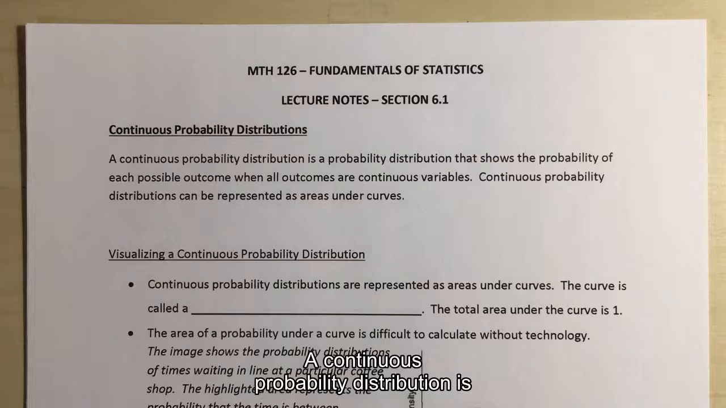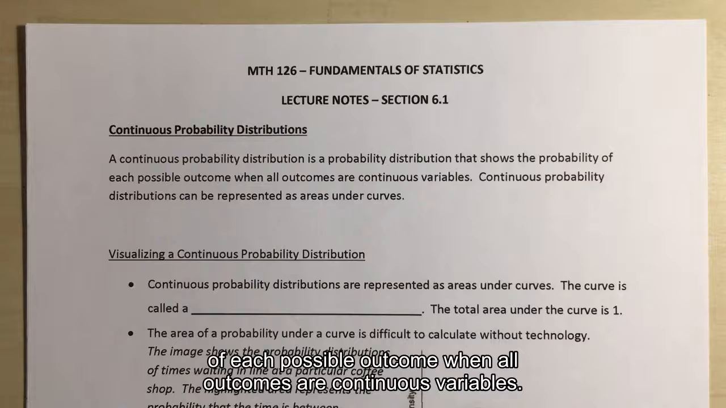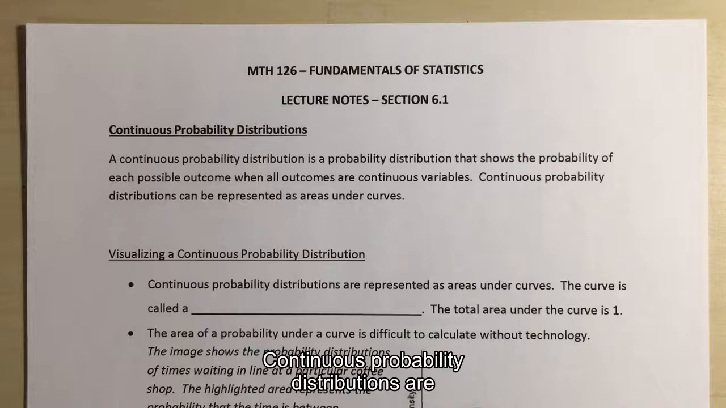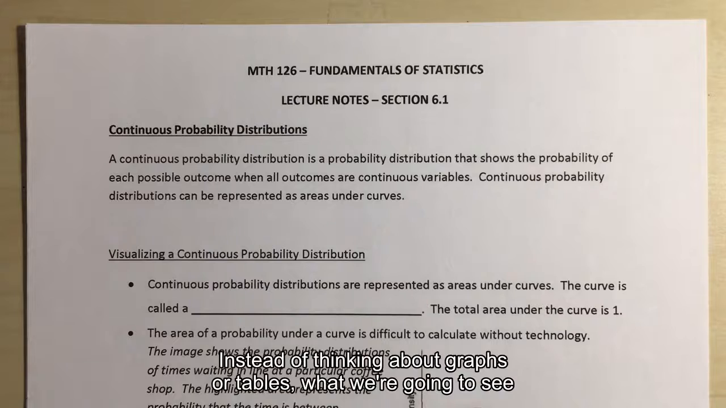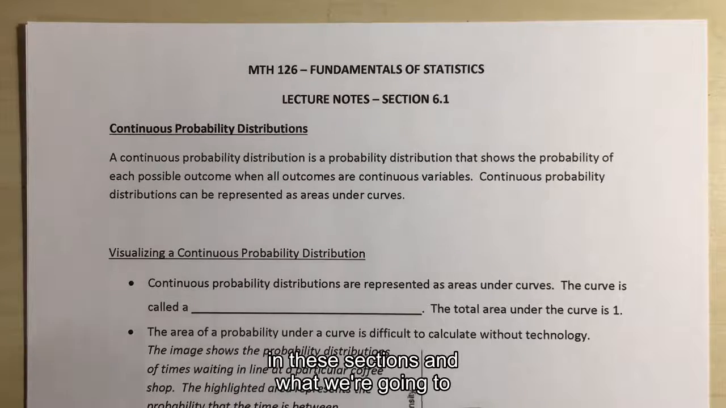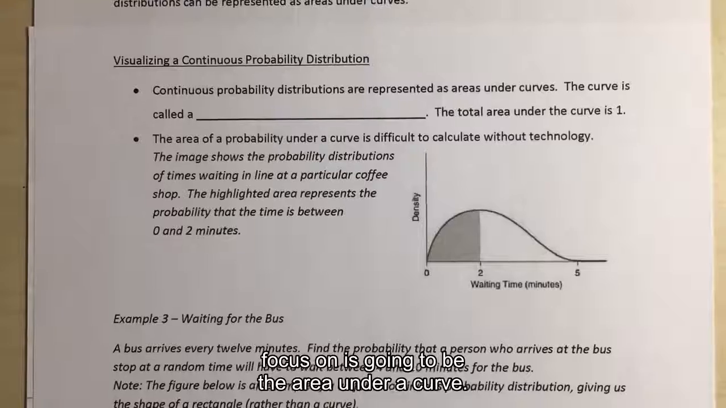So a continuous probability distribution is a probability distribution that shows the probability of each possible outcome when all outcomes are continuous variables. Continuous probability distributions are going to be represented as areas under curves. So instead of thinking about graphs or tables, what we're going to see in these sections and what we're going to focus on is the area under a curve.